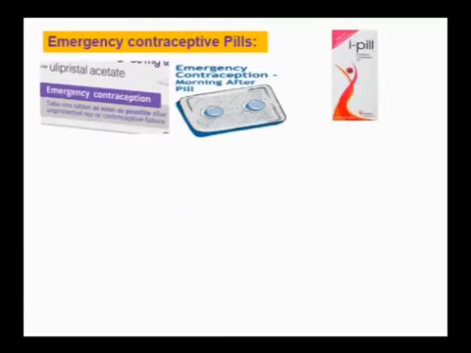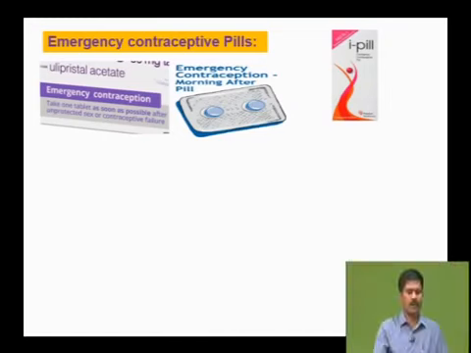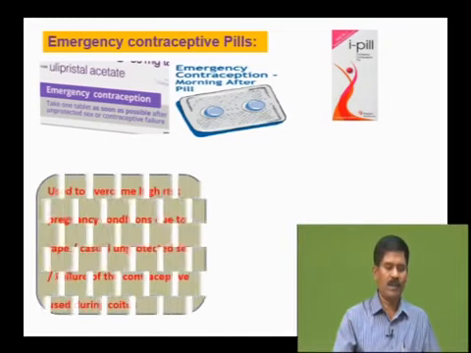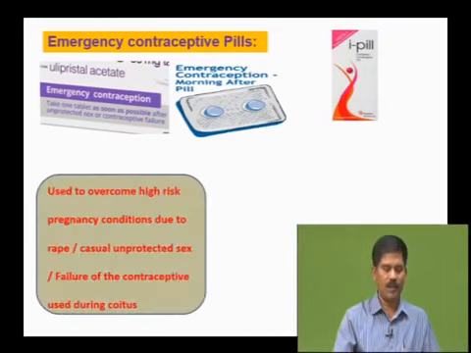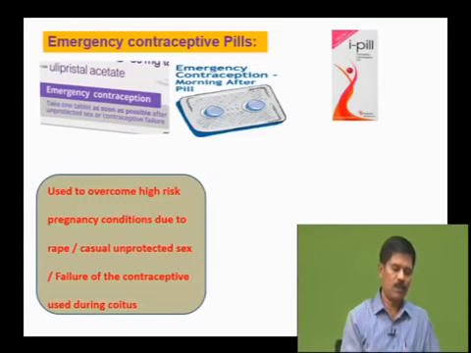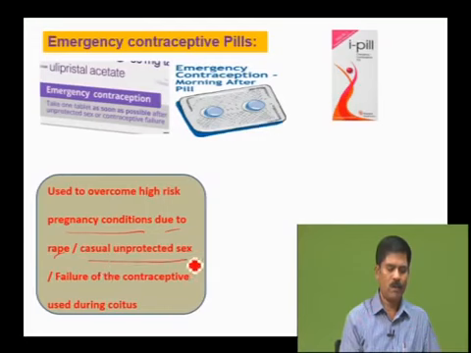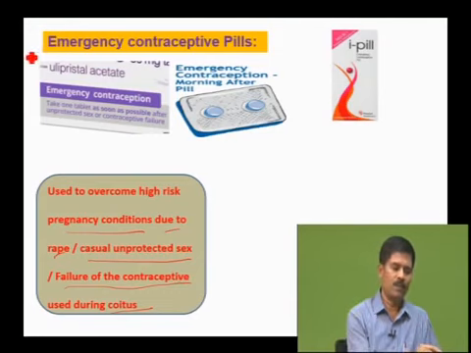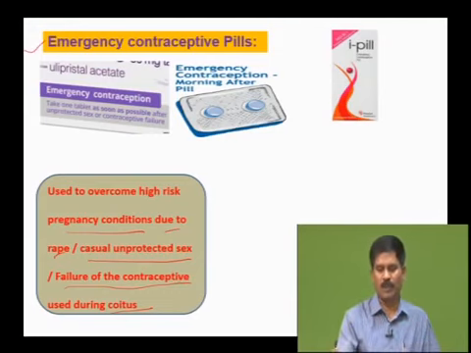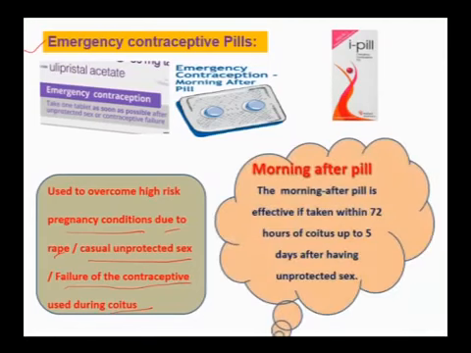Emergency contraceptive pills. Oral pills also can be used to overcome high risk of pregnancy condition. The oral pills which are used to overcome high risk pregnancy conditions due to rape, casual unprotected sex, or failure of the contraceptive used during coitus or sexual intercourse are said to be emergency contraceptive pills. Emergency contraceptive pills are also said to be morning after pills.